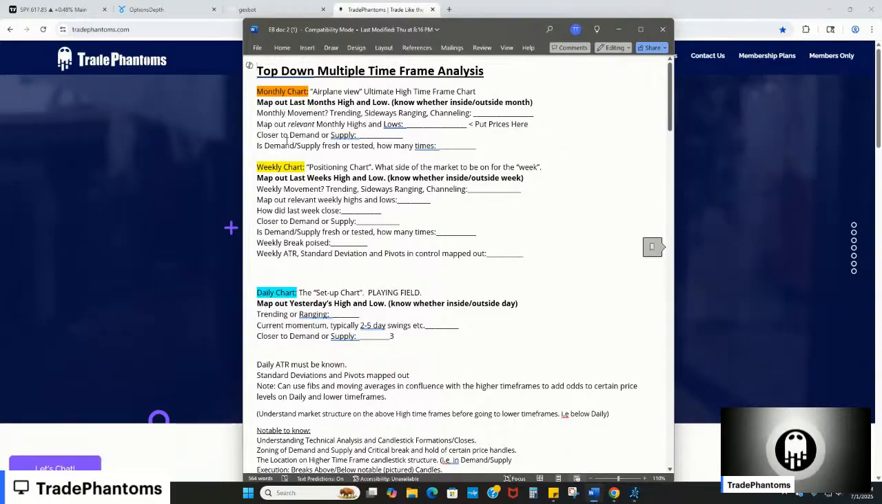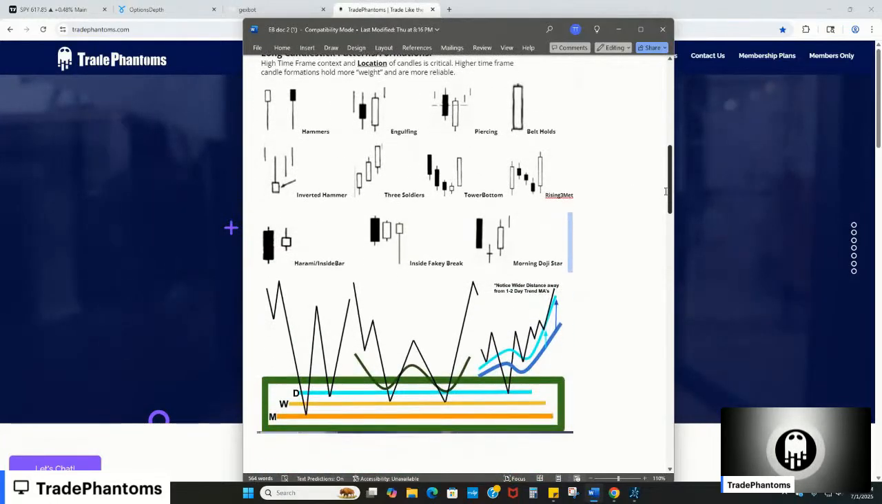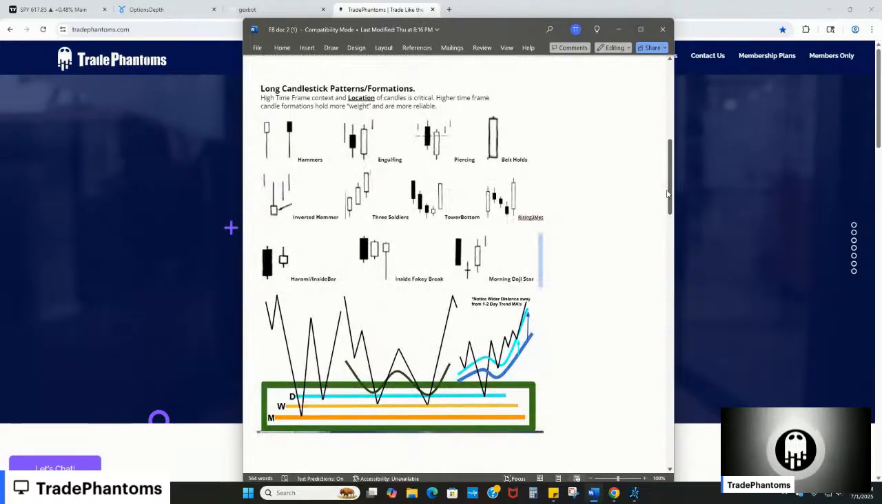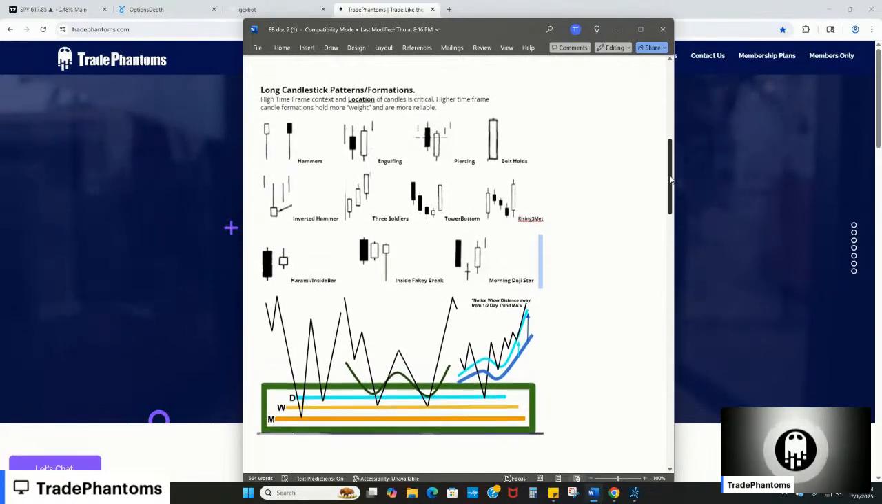I've got a couple of color codes here. If you see anything on my charts with a color code, orange is going to be the monthly time frame association, weekly is going to be yellow, and daily is going to be blue. I bring this up every single day, every single morning, no matter where I am, in the live trade room, on YouTube or social media, or even in the official live trade rooms at Phantoms.